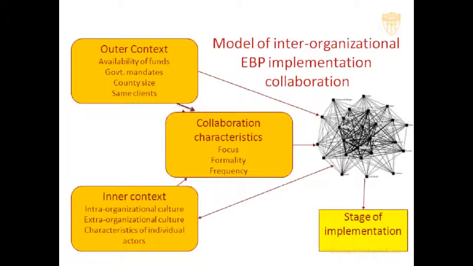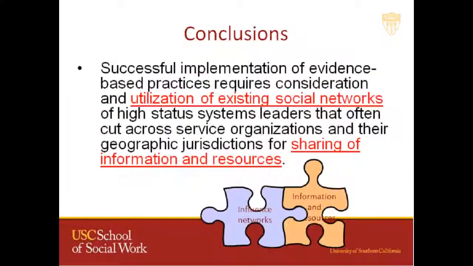These three sets of variables, in turn, seem to play a role in shaping the social networks of information and advice of systems leaders, which in turn, as I've shown you previously, influence the stage of implementation. So what we can conclude from this first study, next slide, and this is slide 16, is that successful implementation of evidence-based practices requires the consideration and utilization of existing social networks of high-status systems leaders that may cut across service organizations.